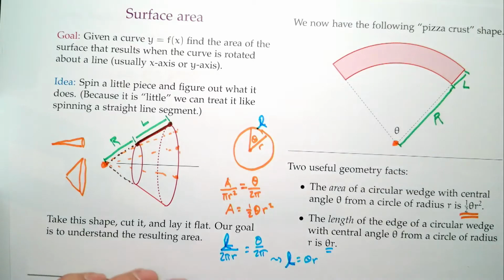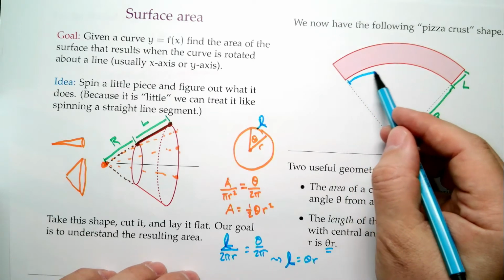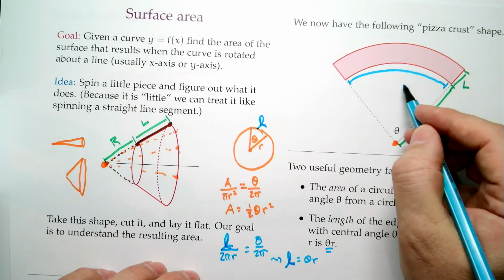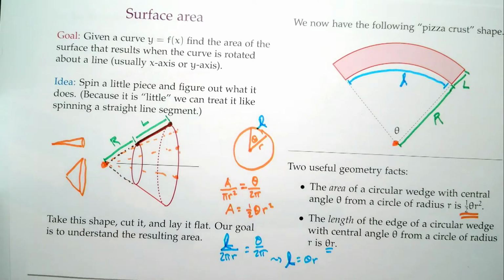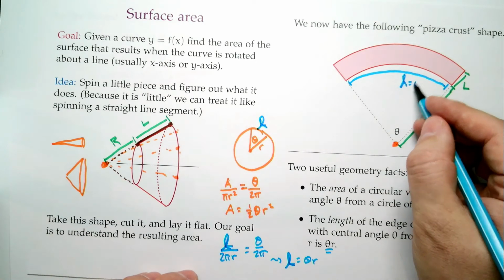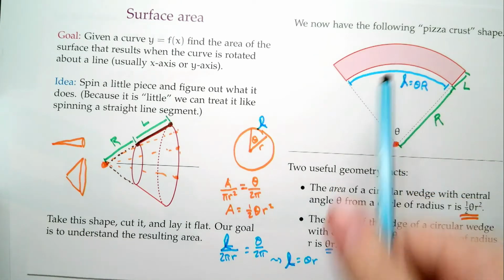Okay, so what is that? Well, theta times r, that's over here in this part of the picture. This is what L corresponds to. So I can replace theta r by that length. And now comes the question, what is that?